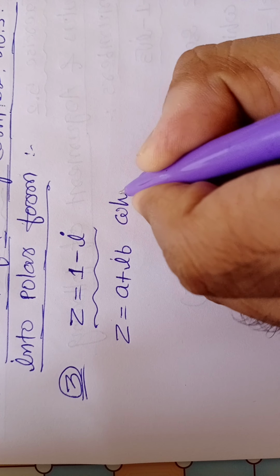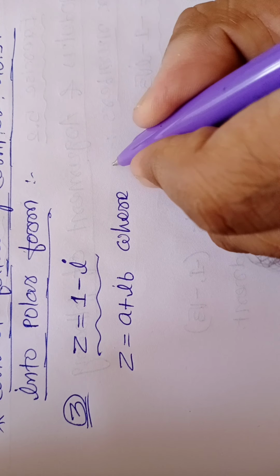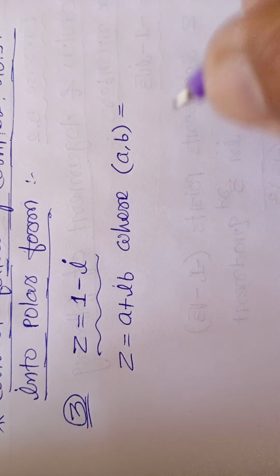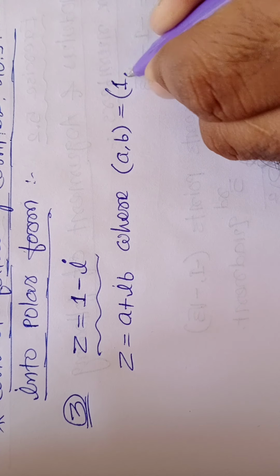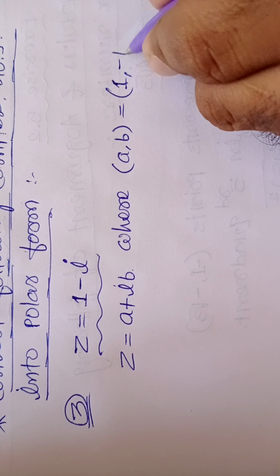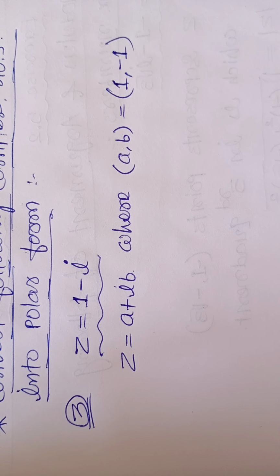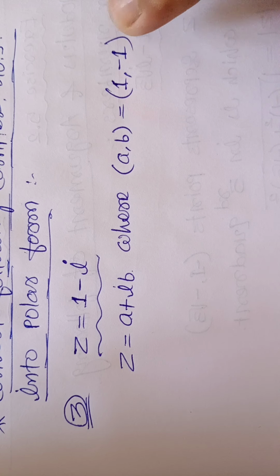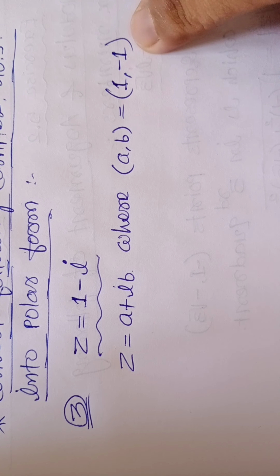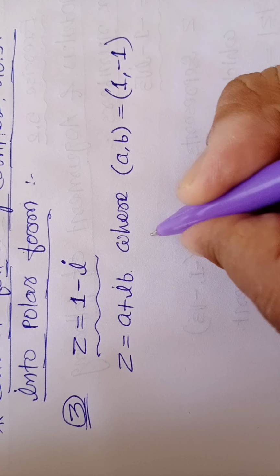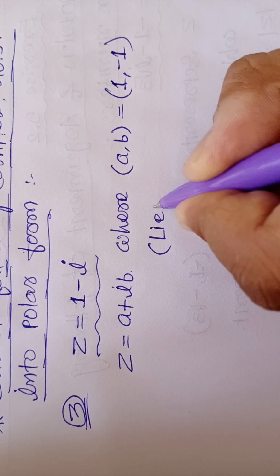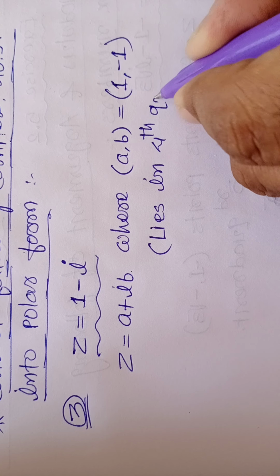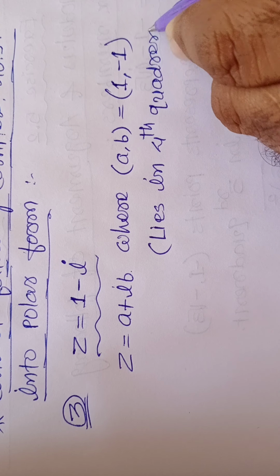where what is a and b? I think you easily understand. Compare it. A is the real part 1. So a is 1 and b is minus 1 here. It means 1 comma minus 1. Positive, negative. I think you know that positive, negative means fourth quadrant. So this complex number lies in the fourth quadrant.